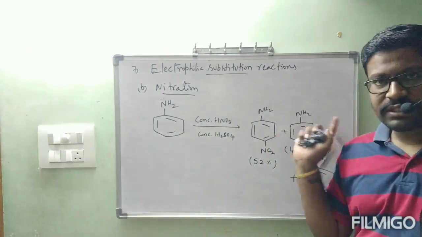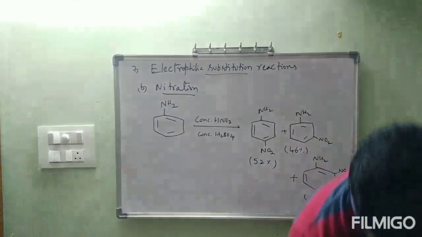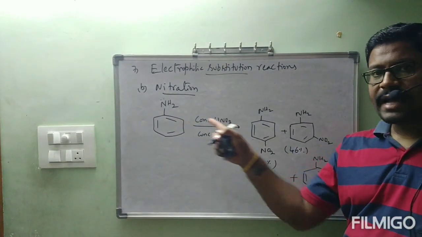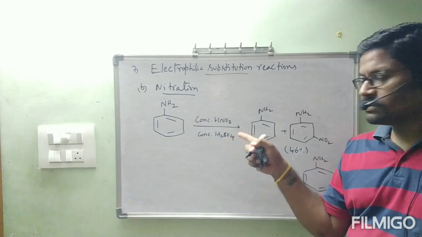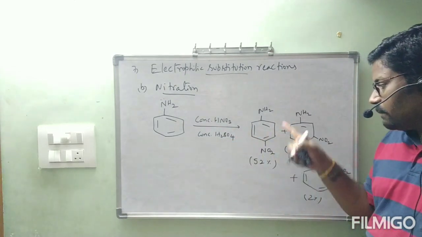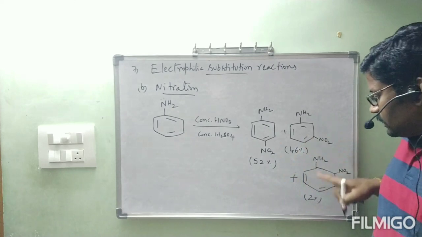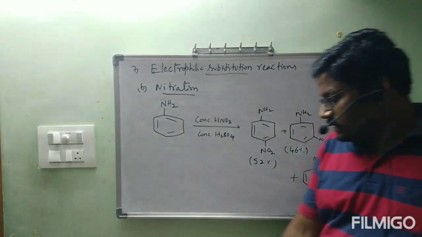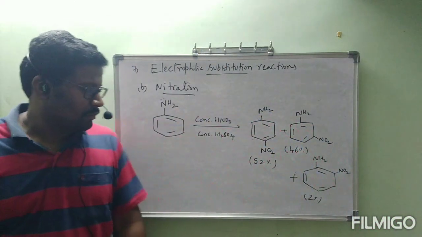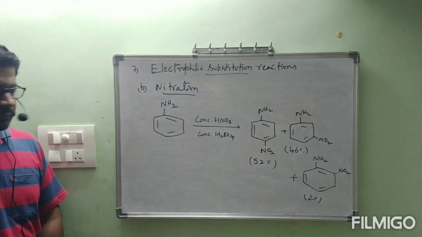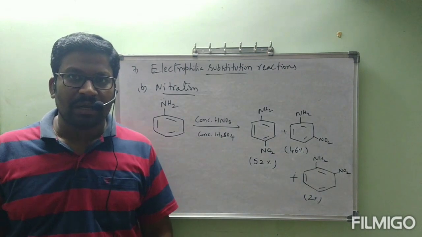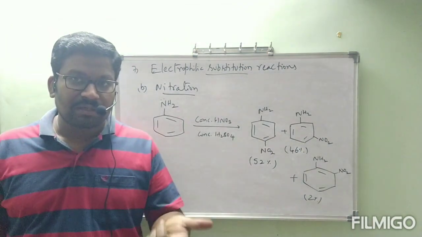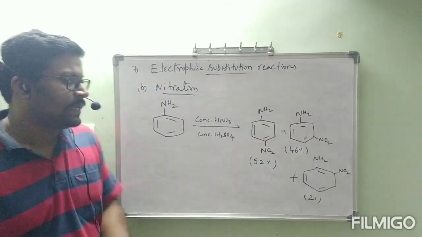Before that, note down this reaction, all of you. Aniline reacts with concentrated HNO3 in the presence of concentrated H2SO4. What happens? Para-nitroaniline, meta-nitroaniline and ortho-nitroaniline, these three products we get. I have shown you the percentages also, and I raised a question. For that, now I will give the answer. Let us see.